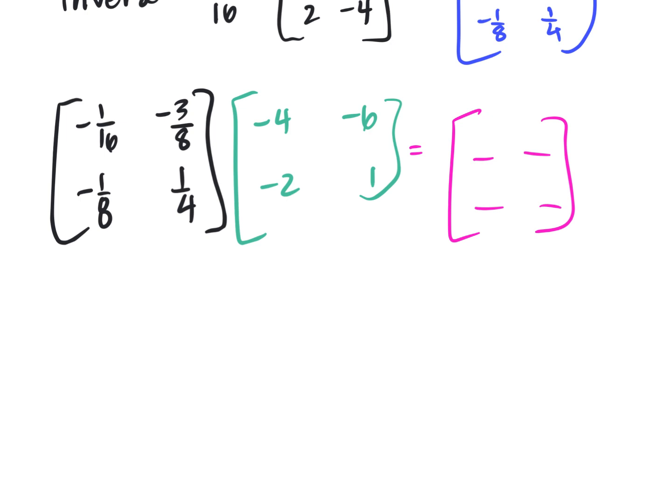Let's double check. How would I get this spot? Do you agree that is the top row left column? Top row left column. Guys, what's negative times a negative going to get me? 1/16 times 4 would get me 4/16, which is 1/4. I'm going to write this down. You might have it in your calculator. Plus or minus negative times negative? Positive. 3/8 times 2. 3 over 8 times 2 over 1 would get me 6 over 8. 6 over 8 is the same as 3/4. What is 1/4 plus 3/4? 4/4, which is 1.